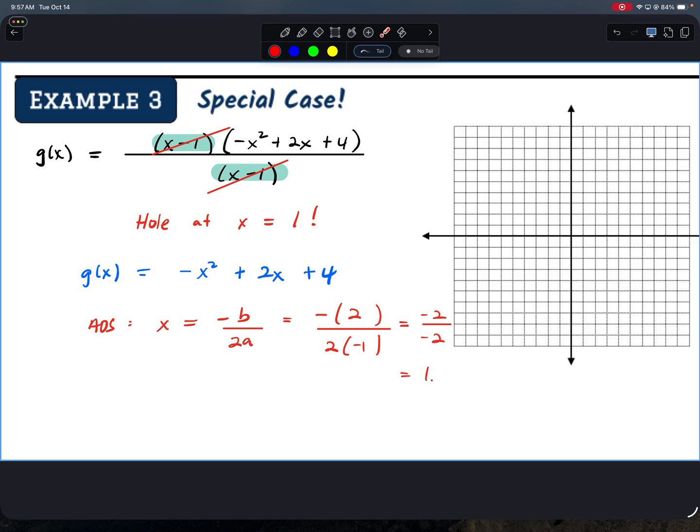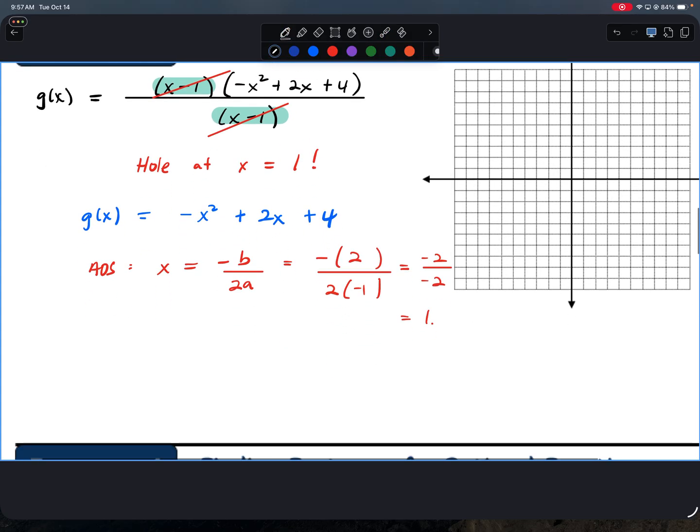So in this case, guys, this is our axis of symmetry, right? So x equals 1. Do you guys remember you would draw like a dotted line through the parabola? What this means is whatever the vertex is, that's also the hole in this case. That's really weird. So to get the answer, I need to plug this into my original function. So g of 1 is going to be negative 1 squared plus 2 times 1 plus 4.